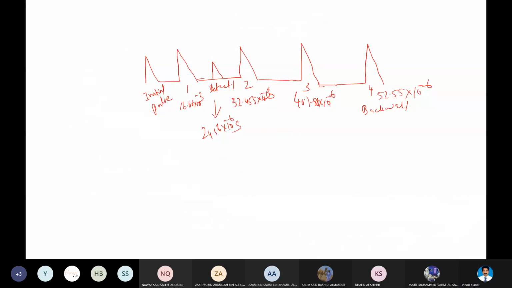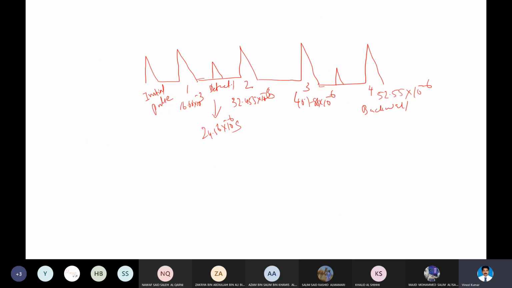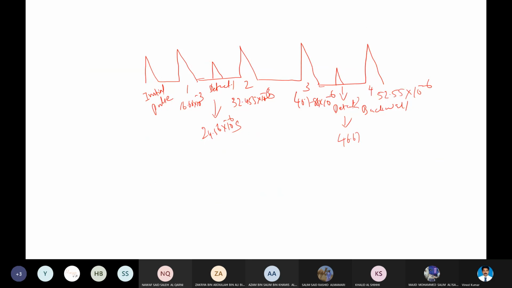Defect 2 comes here because it is the middle of this, between 3 and 4. So this is defect 2, and the value is 46.67 times 10 to the power minus 6 seconds. So this is called a sketch. Sketch the diagram means you have to draw like this and you have to enter all the values here. Then only it becomes a sketch.